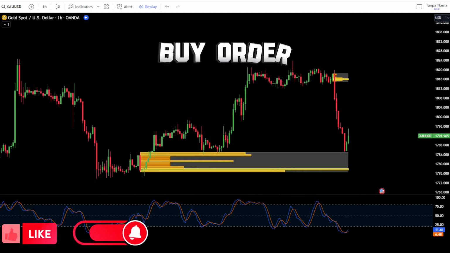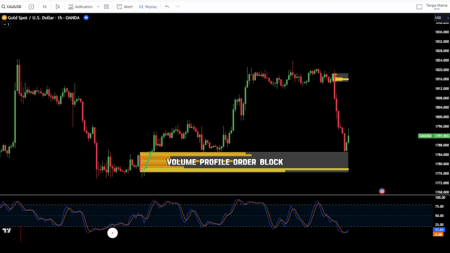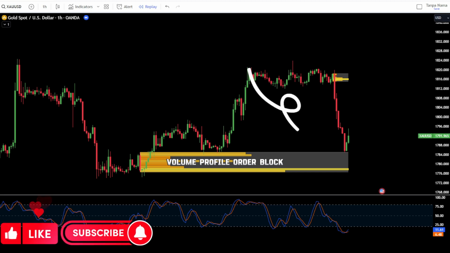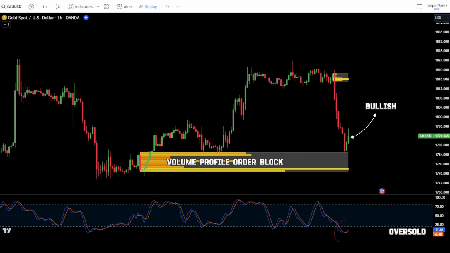How to place a buy order. If a bullish volume profile order block or support area has been formed, wait until the price candlestick returns to the support area or the volume profile order block area. Once the price has returned to the support or bullish volume profile order block area, ensure that the stochastic oscillator signal line is in the oversold area. Wait until the stochastic oscillator %K line crosses the %D line upward. Lastly, ensure that the formed candlestick is bullish.